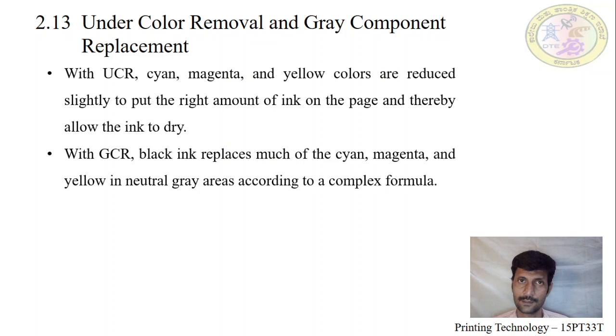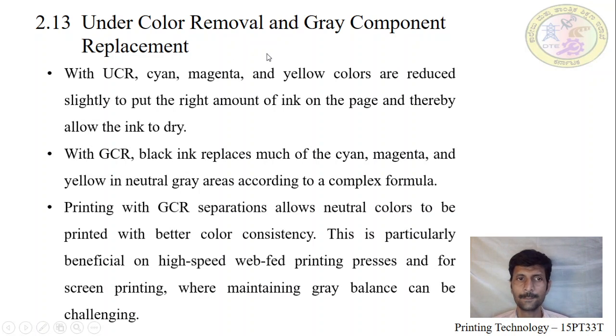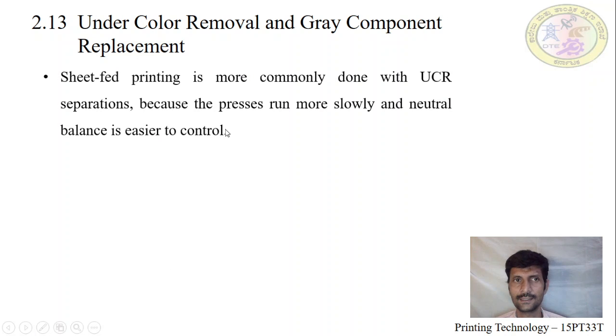Gray component replacement is a replacement. Instead of putting in more cyan, magenta, and yellow ink, we reduce it and add black or gray on neutral areas according to the complex ink formula to replace the cyan, magenta, yellow. If it is more, then we can replace it with a neutral gray or black. In the printing industry, as we have already discussed, in web offset, high speed presses use gray component replacement separation to balance the neutral. Next, we see undercolor removal in sheet-fed offset to maintain the neutral balance. Commonly, it is saturation.